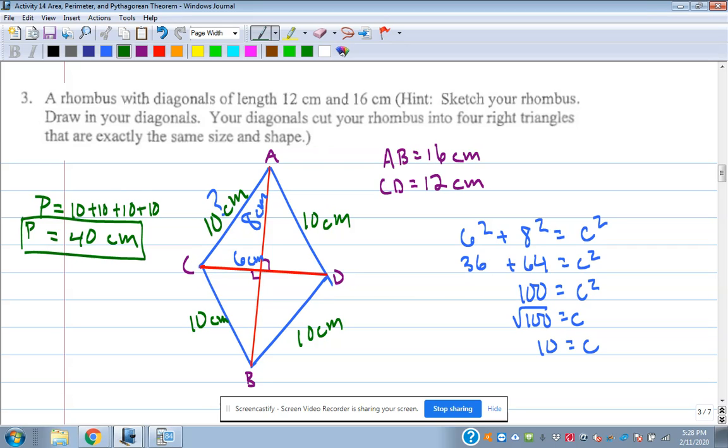Good job, teach. I have a question. Yeah. Maybe we can answer it. The line that goes across is the baseline. This is the diagonal that's 12 centimeters. The 6 is because the diagonals of a rhombus bisect one another. They cut each other in half.